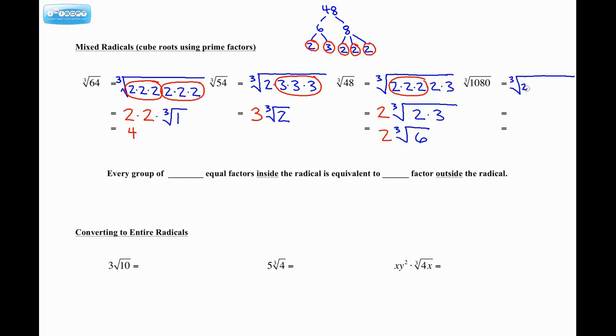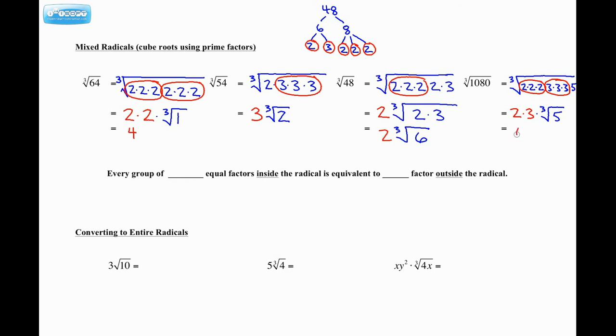I know that's 2 times 2 times 2 times 3 times 3 times 3 times 5. Ooh, that's a tight fit. Okay, that is 1080. So this is again a cube root, so I just want groupings of 3. So there's one, and there's another. And that 5, he's stuck. So this becomes 2 times 3 times the cube root of 5.